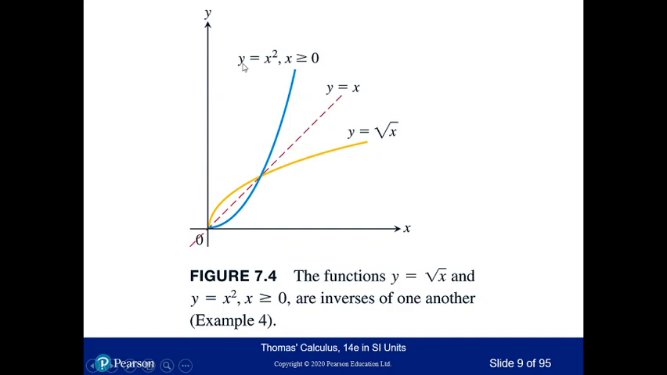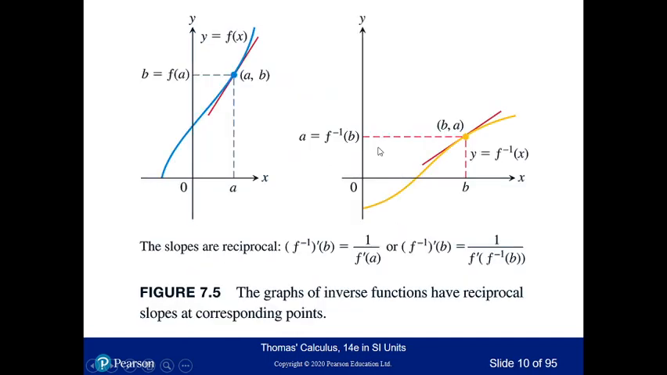So instead of y, write x. Instead of x, write y. Then y squared is equal to x. Isolate y. You get y is equal to square root of x. We have to take the positive side. There's a negative side too. But we take the positive side, we get the inverse of it.